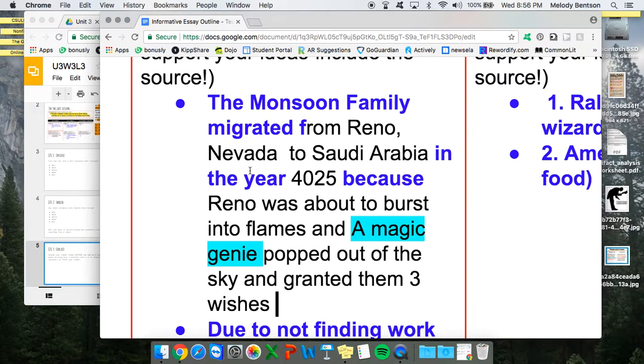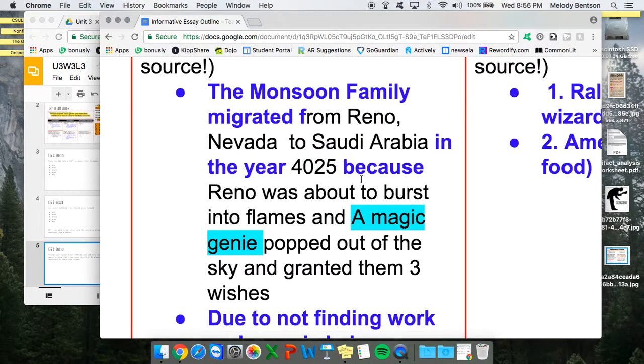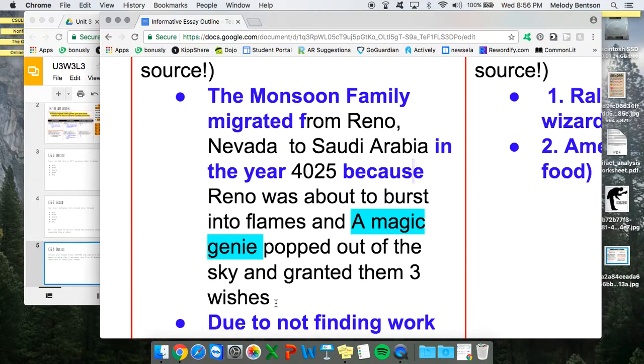So let me see what I got here. The Monsoon family migrated from Reno, Nevada to Saudi Arabia in the year 4025 because Reno was about to burst into flames and a magic genie popped out of the sky and granted them 3 wishes. If someone read it, they might be like, wait, what? So I'll just do this. The Monsoon family migrated from Reno, Nevada to Saudi Arabia in the year 425.